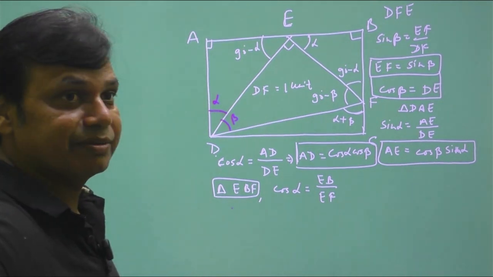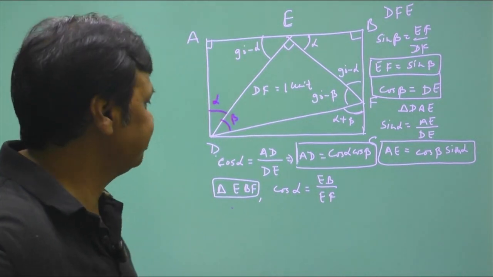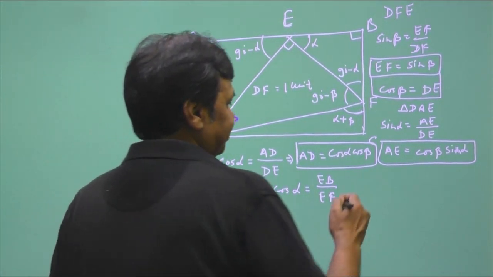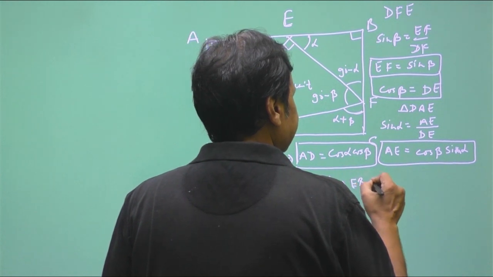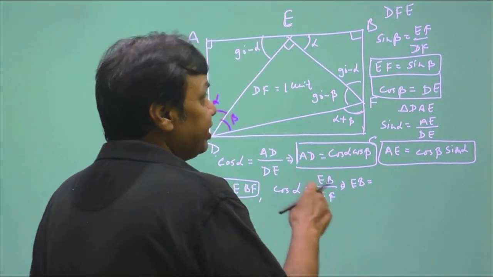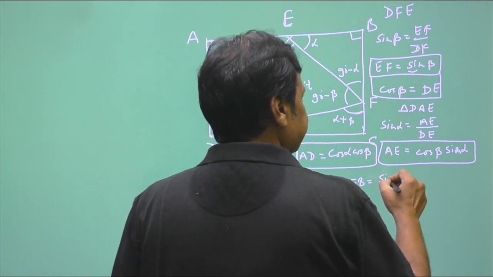We have EF. Here, EF is equal to sine beta. So our next finding is that EB equals EF cos alpha, that is sine beta cos alpha.